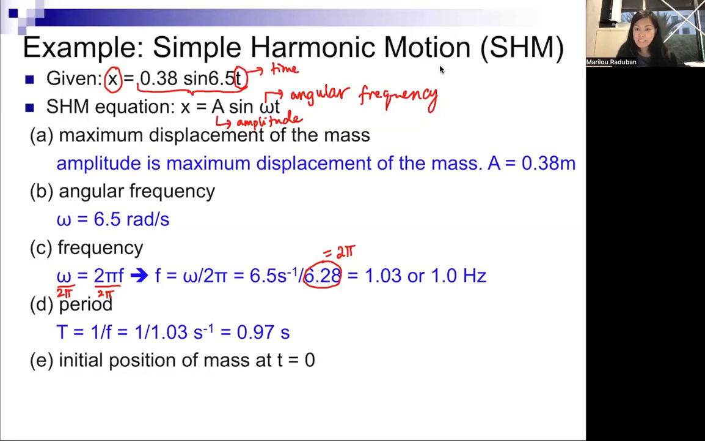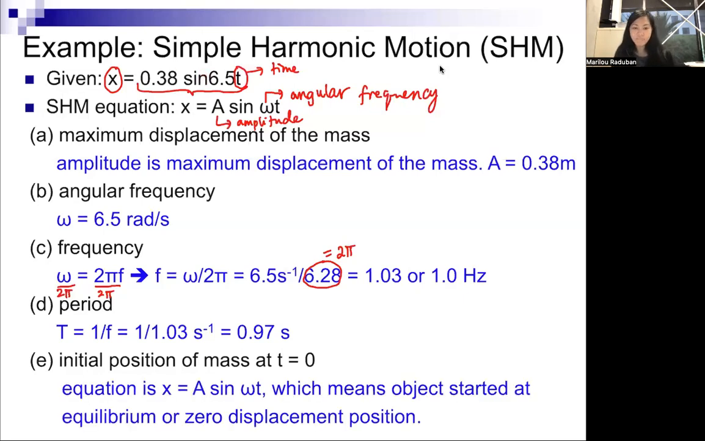Yeah, good. It's at 0. Yep, it started from equilibrium, and we know that because it's a sine function. Very good.